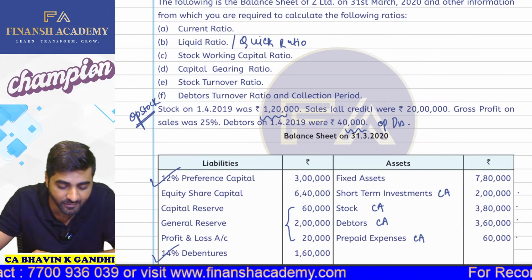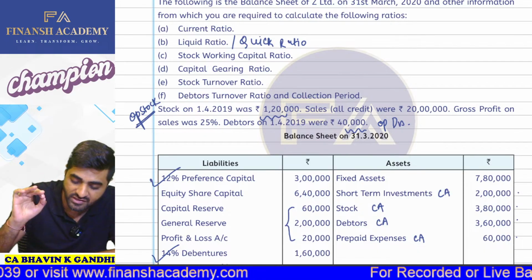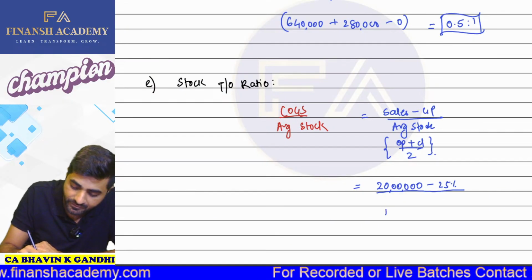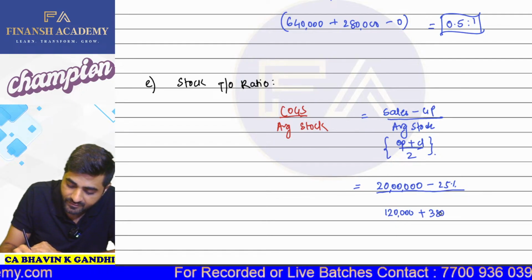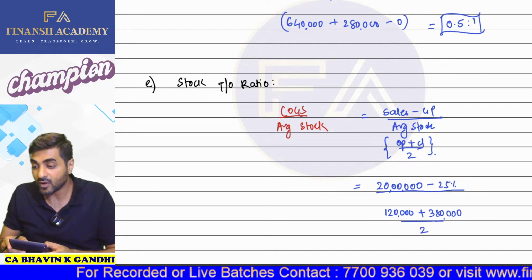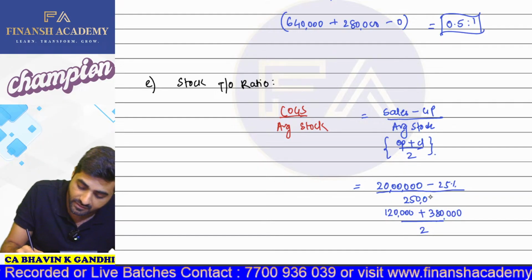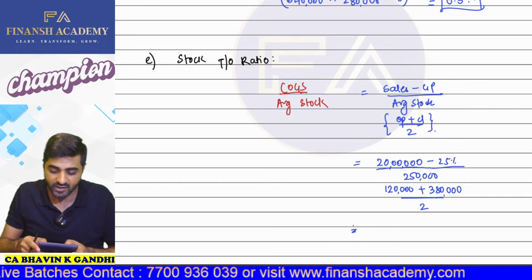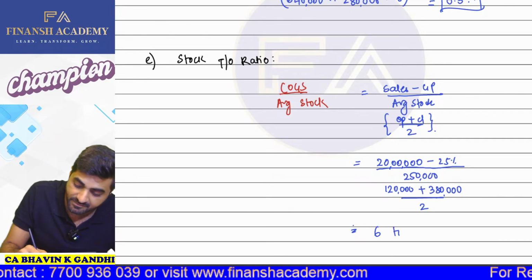And do I have the opening stock available? Yes, sir. What's the amount of the opening stock? 1 lakh 20. What's the amount of the closing stock? 3 lakh 80. So it's going to be 1 lakh 20 plus 3 lakh 80, which I need to divide by 2. So this is 2 lakh 50,000. So from 20 lakhs, I need to subtract 25% and divide that by 2 lakh 50. So this ratio is coming as 6 times.